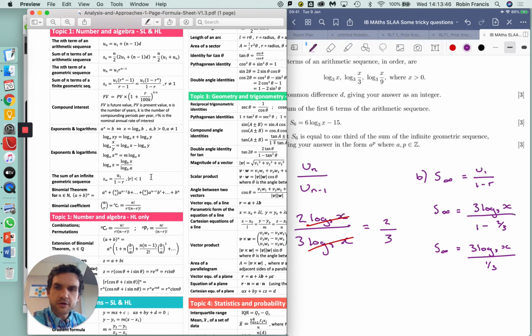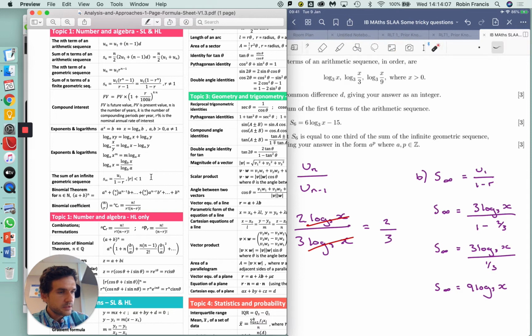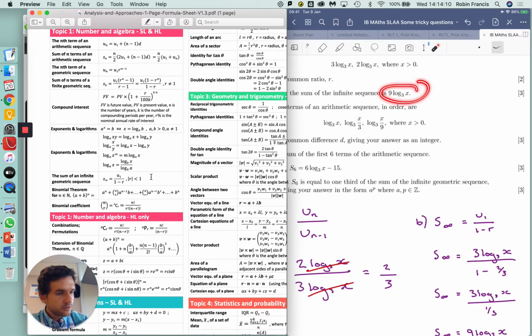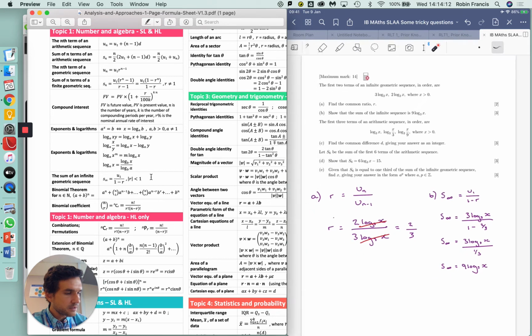Now, dividing by a third is the same process as multiplying by 3. So I've got that numerator which I can multiply by 3, which means my sum to infinity should equal 9 log base 3 of x. And you know what I'm going to do? I'm going to now check what we've got. 9 log base 3 of x is what we were hoping to arrive at. So I'm confident that that's correct. I'm also confident, because I used it in order to arrive there, that my answer to part A is correct. So it's a good exam technique to be able to check.